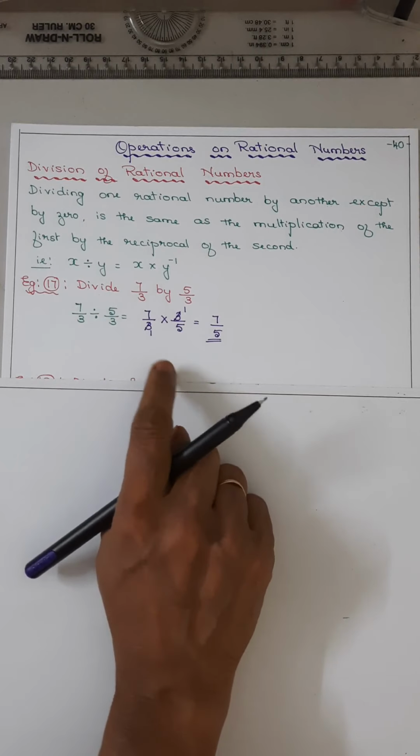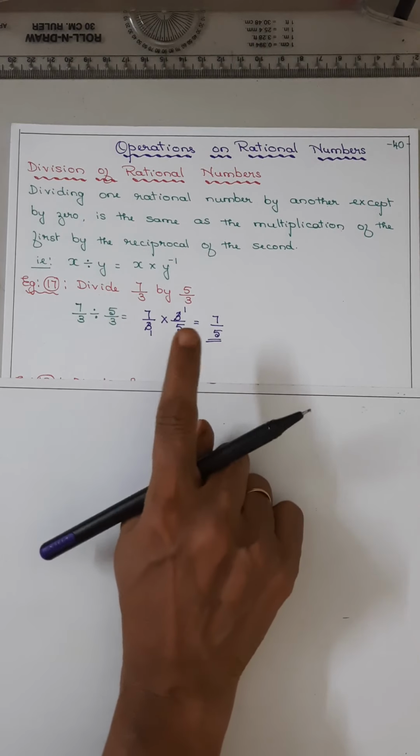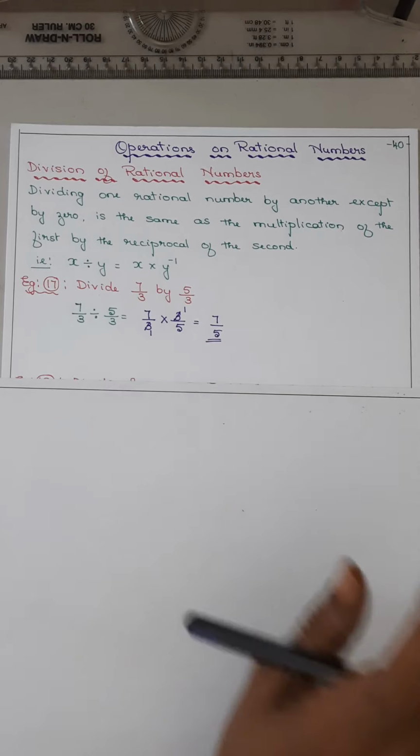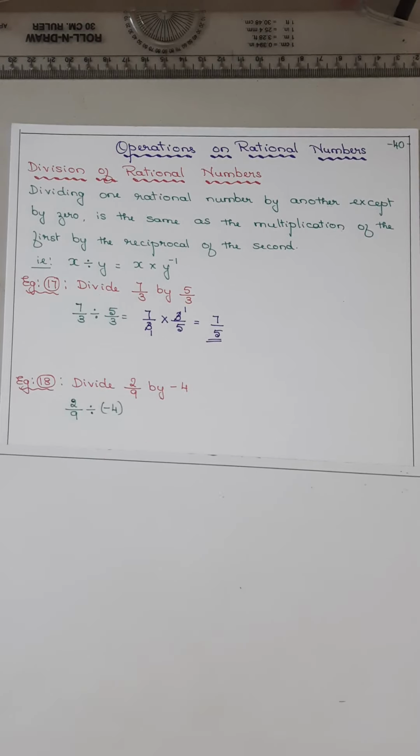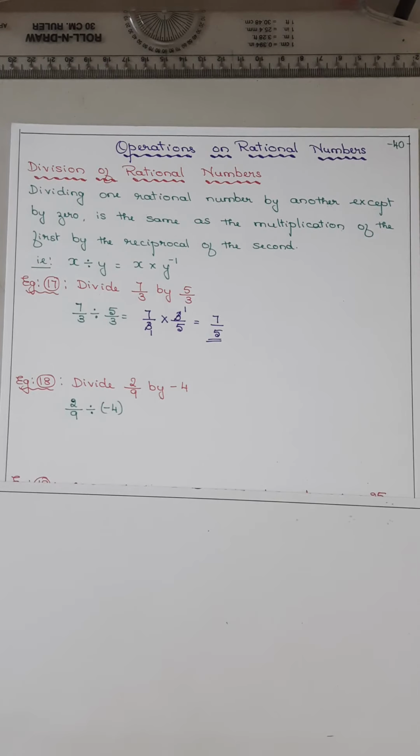What is the reciprocal? The reverse, or interchanging the numerator and the denominator. Then ordinary multiplication. For multiplication we have to cancel the numerator and the denominator if it is common, isn't it?